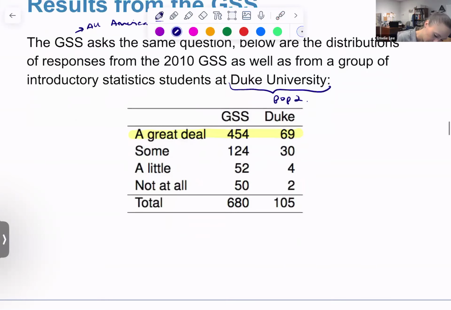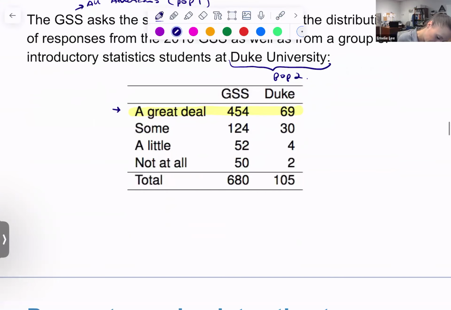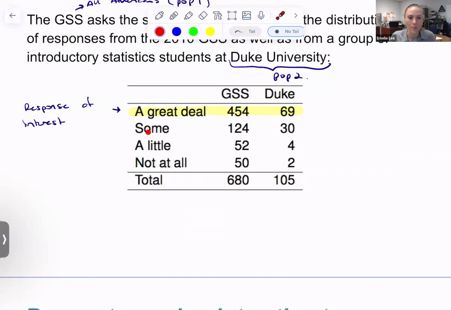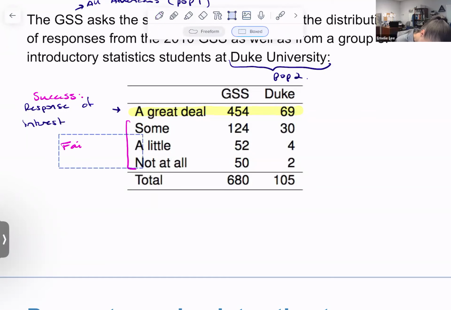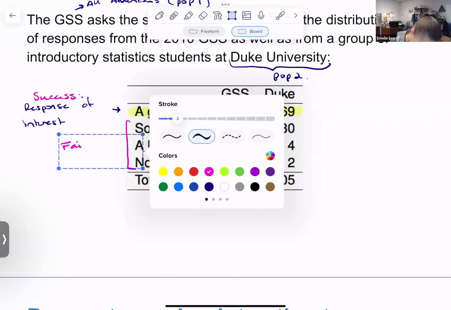Okay. And so here, this is the response of interest. We have other responses. What could we do? Instead of saying, oh, a great deal, some, a little, or not at all, we could just zip these up into not a great deal, right? Because those are failures, right? So here, this is a success. And what we can do is we can call this a failure. Maybe I should use a different color. Maybe red.